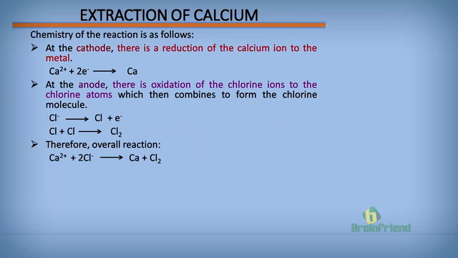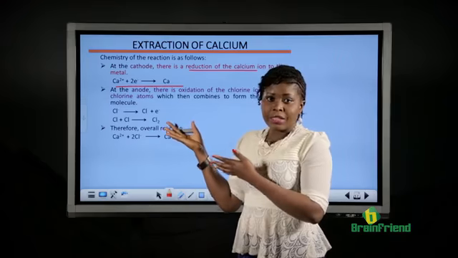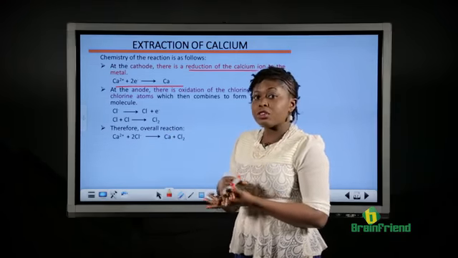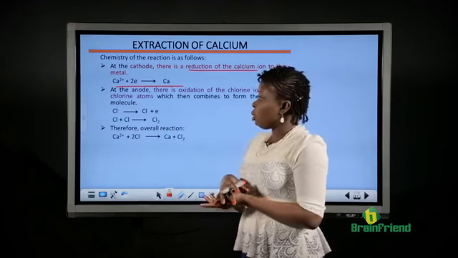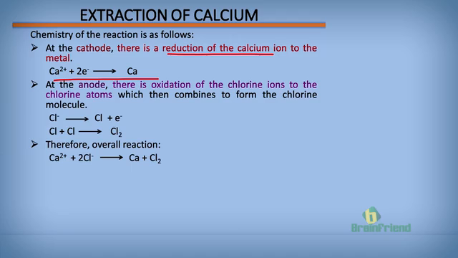We'll see the chemistry of the reaction. At the cathode, there is a reduction of the calcium ion to calcium metal. So that reaction is actually a reduction reaction where there is what? An intake of electrons. Remember, it is the calcium ion that goes to the cathode. That calcium ion simply means that what? There has been a shortage of 2 electrons. So at the cathode, the calcium ion receives those electrons back to form the calcium metal. So that process is a reduction process at the cathode.